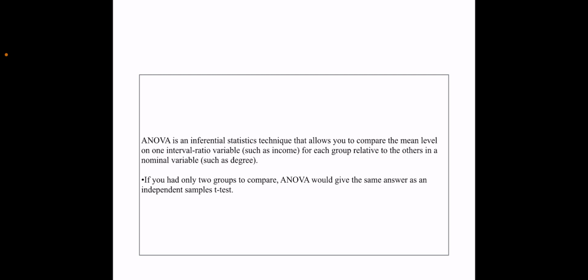By inferential statistics, I mean you try to infer something about your population. So ANOVA is a statistical technique that allows you to compare the means where you have three or more groups. If you had only two groups to compare, ANOVA would give the same answer as an independent t-test.